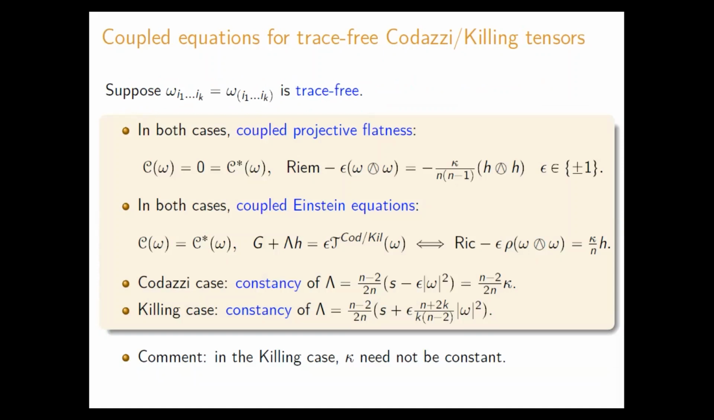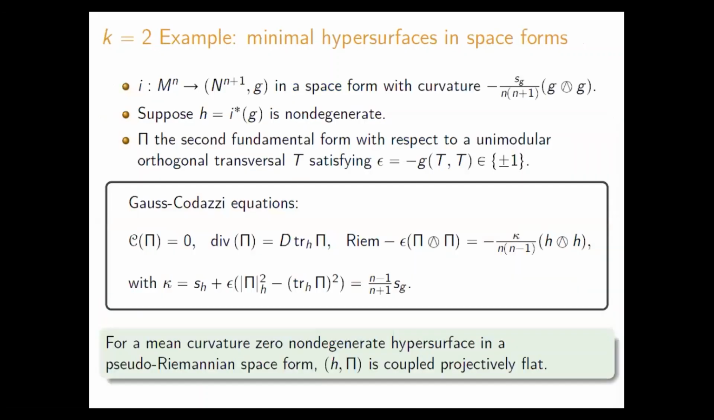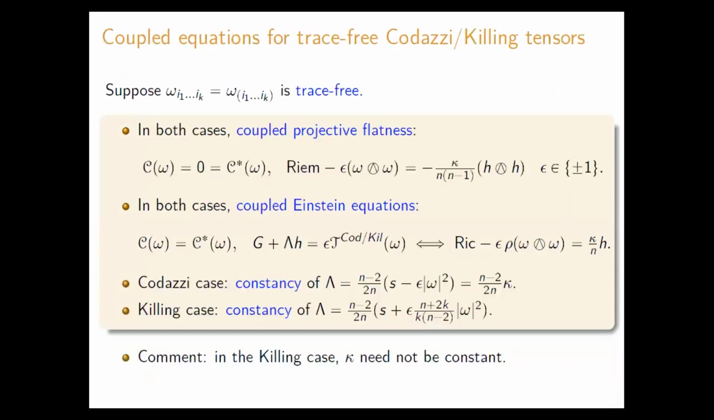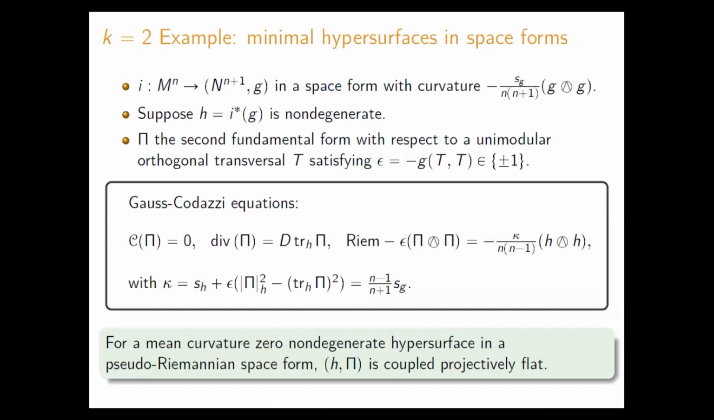Okay, so let's see some examples. From now on, I'm going to focus on the Codazzi case. The simplest examples are hopefully familiar. The first one, the summary is this: for a mean curvature 0 non-degenerate hypersurface in a pseudo-Riemannian space form, the metric and the second fundamental form are coupled projectively flat in this sense. They solve this equation here, with some choice of epsilon, and the second fundamental form satisfies these first order differential equations. So that's just the Gauss-Codazzi equations.